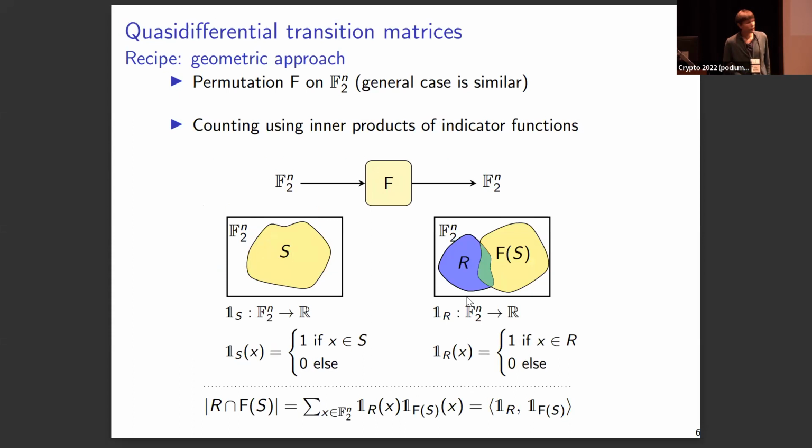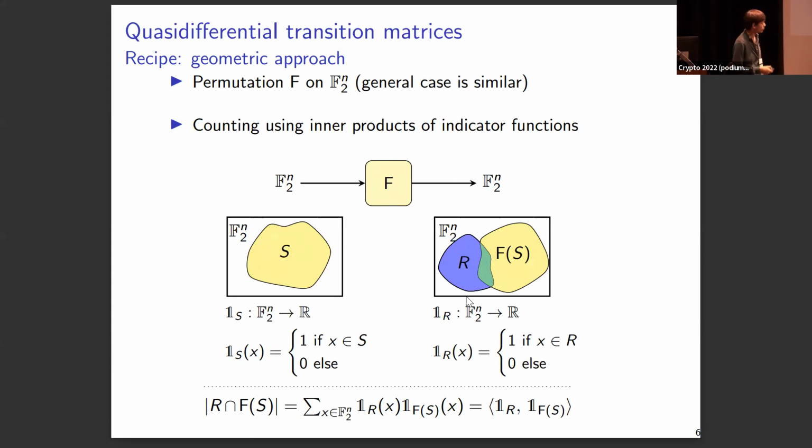These quasi-differential transition matrices, the way we get them is by applying a sort of recipe. The recipe is what I introduced in the context of linear cryptanalysis as the geometric approach. The very basic idea is that you have some combinatorial problem and you convert it into a more geometric problem.